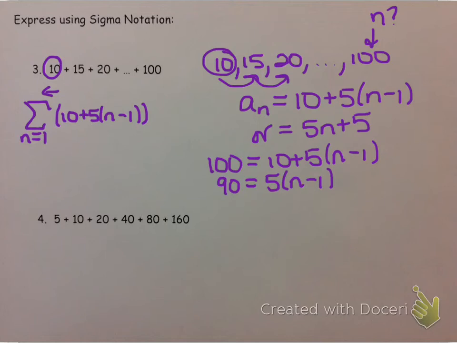Then I divide by 5. And then I add 1. So this right here is the 19th term. So it's term 19 in the list. And that tells me that the upper limit over here is 19. 19 is the last number that's going to get plugged into that equation.